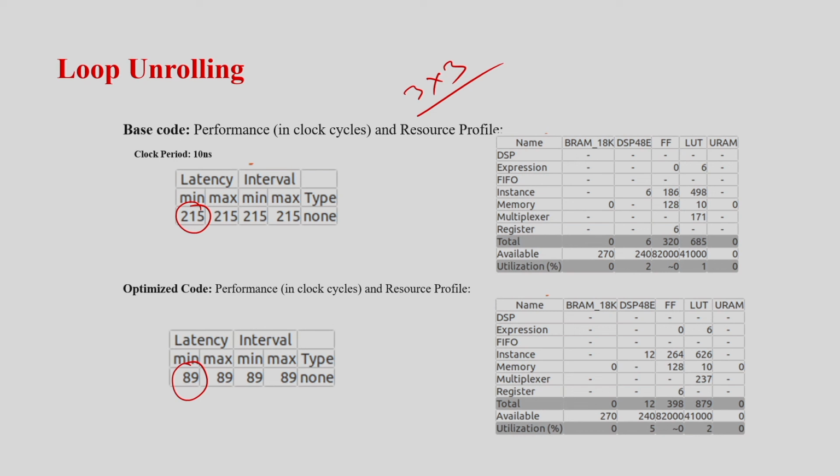On the resource side, let us see if it is something 3 times more. Earlier, since it is a small array, it was not using any BRAM. It was using 6 DSPs, which is basically the multiplication operations happening there, 320 registers, because this array is mapped to registers, and 685 in the combinational logic. What is the change now? The DSPs changed from 6 to 12. So, it doubled, right.